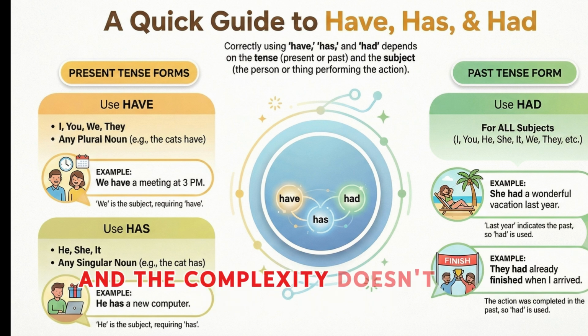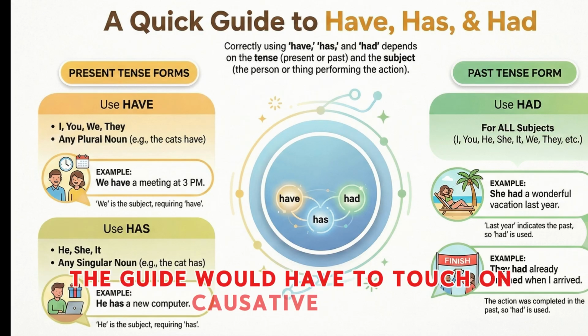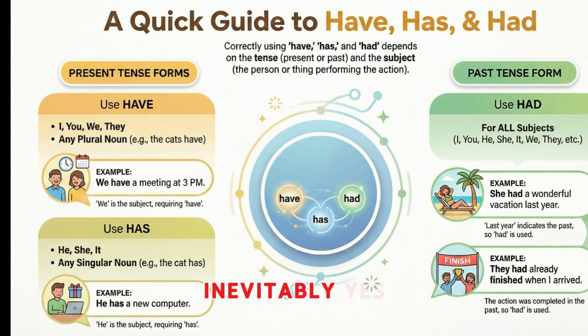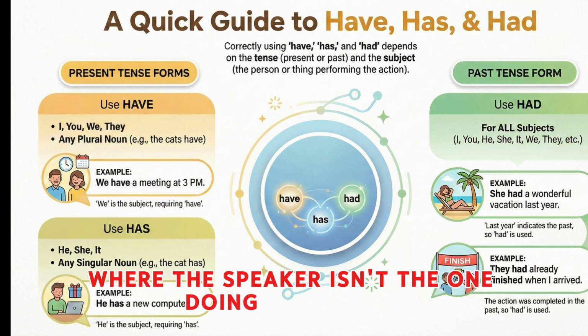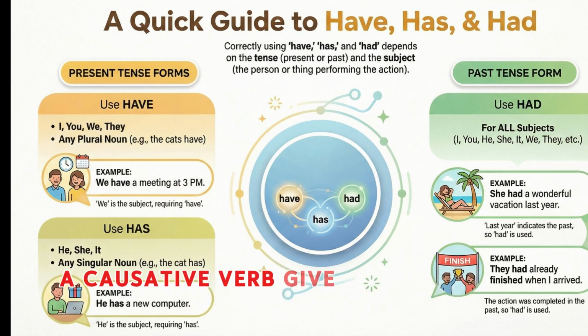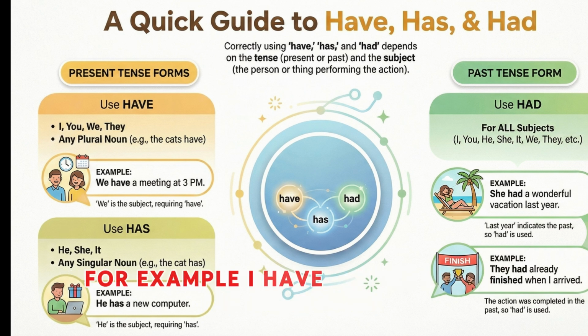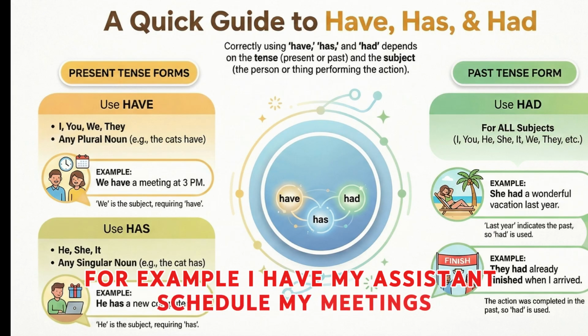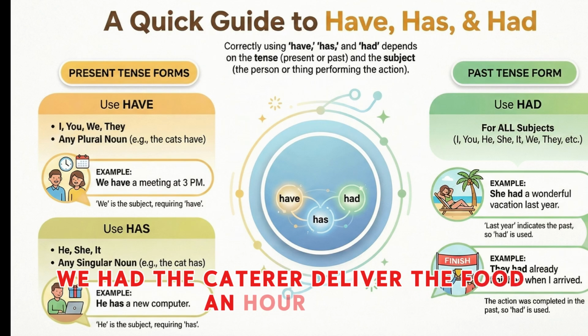And the complexity doesn't stop there, does it? The guide would have to touch on causative verbs. Inevitably, yes. This is a completely different function where the speaker isn't the one doing the action, but is the one arranging for it. A causative verb. Give us an example. Sure. It's the structure you use to say you arranged for someone else to do something. For example, I have my assistant schedule my meetings. Or in the past, we had the caterer deliver the food an hour early.